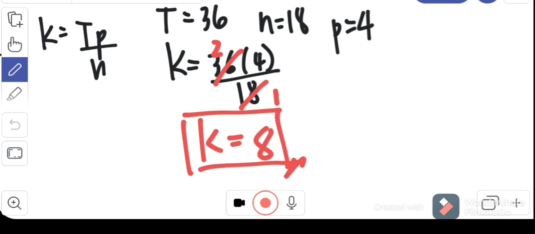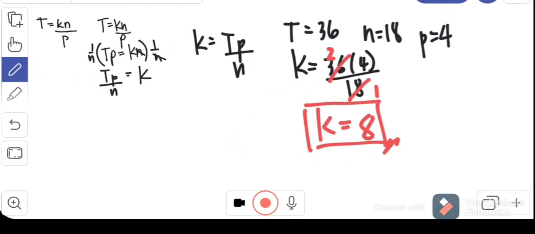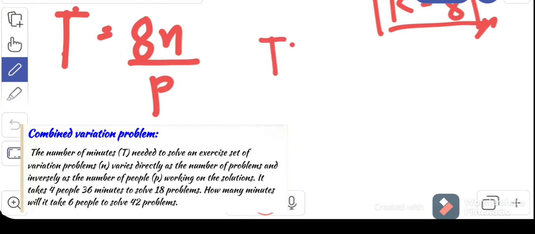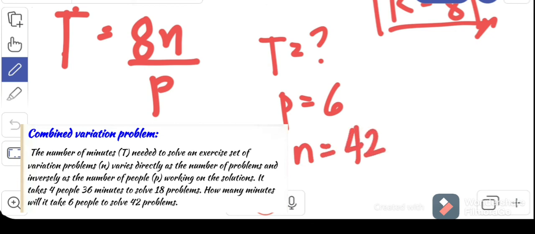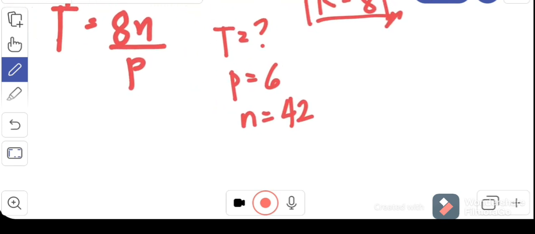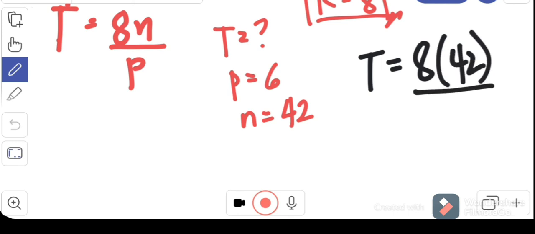After finding K, now we can change the equation. It is now T is equal to 8n over P. How many minutes? So, we're looking for the time, given the number of people is equal to 6 and the number of problems is equal to 42. Okay, let us solve. Substitute. We have to find T. 8, the constant of variation, times 42 divided by 6.